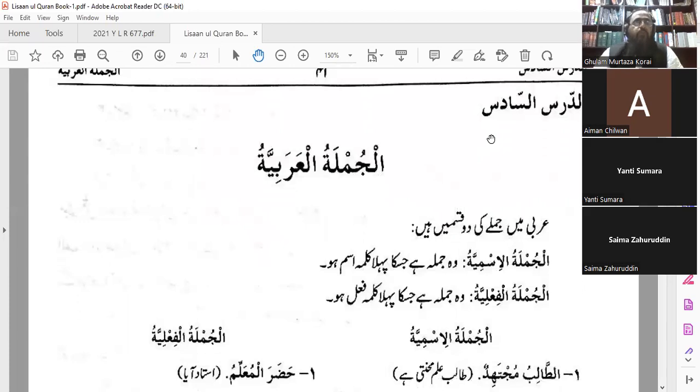So now we are going to start الجملة العربية. This is a very important topic, and this means the topic relates to the sentence structure in Arabic. Like I told you, but I'm repeating those words, in the English language the sentence is of three types. Simple sentence, like he goes to school, or he is a student, or he teaches Arabic. This is a simple sentence.